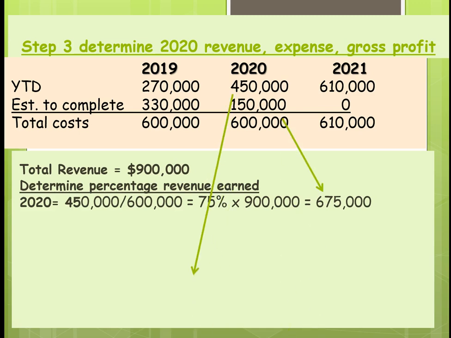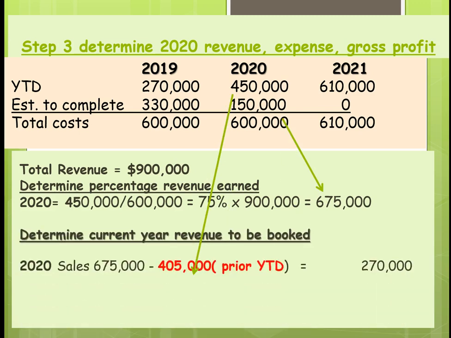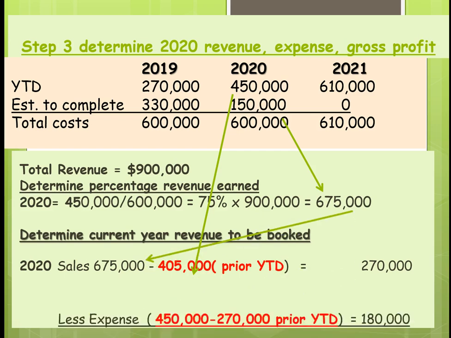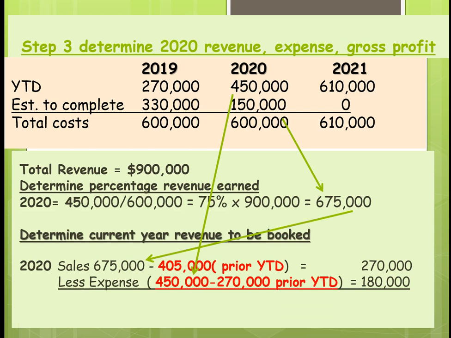What that means is, for getting the current year, we need to back out any prior year revenue that we have booked. And so for the year, we're going to book $270,000, less expenses, so we're going to have gross profit of $90,000 for the year 2020.